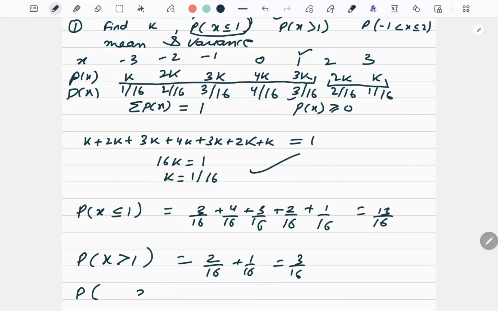Then probability for x is between minus 1 and 2. So here minus 1 is not included and here 2 is included. So I should start like this, minus 1 not included. So from 4 by 16, 4 by 16 plus 3 by 16 plus 2 by 16. So 4, 7, 9, so 9 by 16 is my answer. Correct? This is how you have to do it.